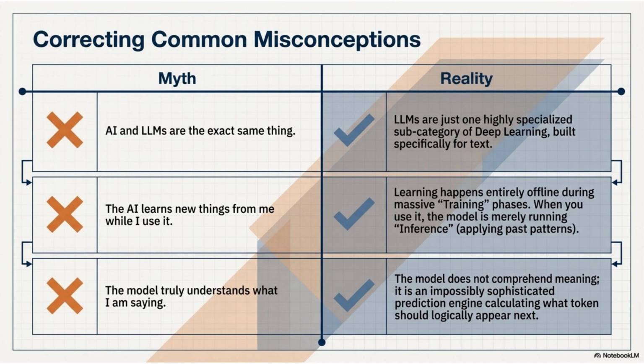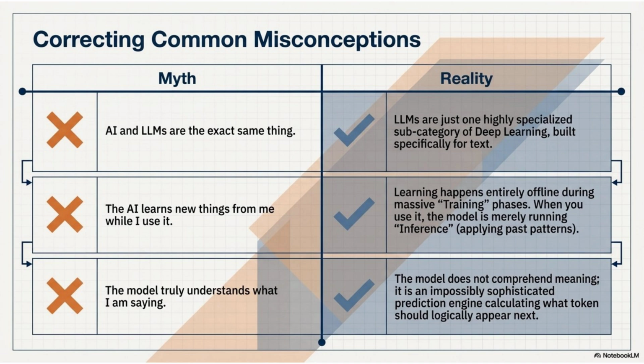Myth number 2. The model learns new things from me while I use it. This one surprises a lot of people. The reality is that learning happens entirely offline during massive training phases that take months and millions of dollars. When you use ChatGPT or Claude, the model is merely running inference, applying patterns it already learned. It's not updating its knowledge from your conversation in real time.